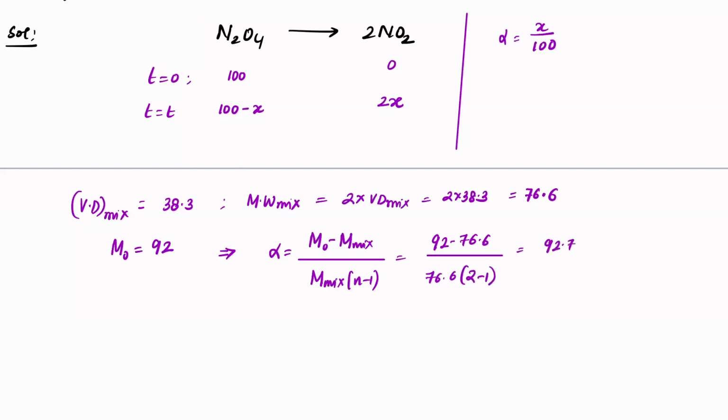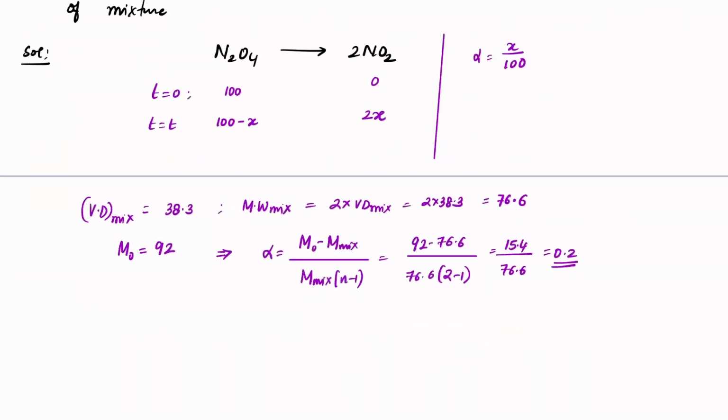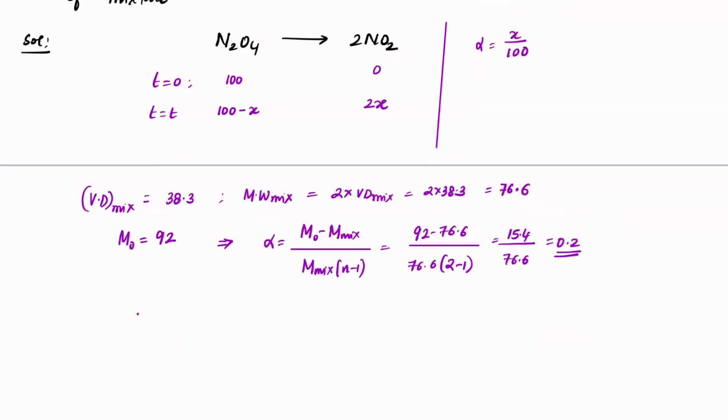So it is 92 minus 76.6, which is 15.4, upon 76.6 into 1, which makes it approximately 0.2. So alpha value is 0.2. Everybody clear? Since alpha is known, I can calculate what is x. X is equal to 100 alpha, which is 100 times 0.2. So that makes it 20 moles.